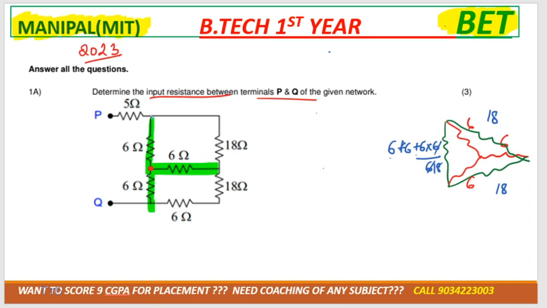So let's redraw the diagram. By removing this star, we need to convert this star into delta. So the points should be same. Like one star is connected to a point, let us mark it A. One star is connected to a point, let us mark this B. One star is connected to a point, let us mark this C. So this star can be converted into delta, right?